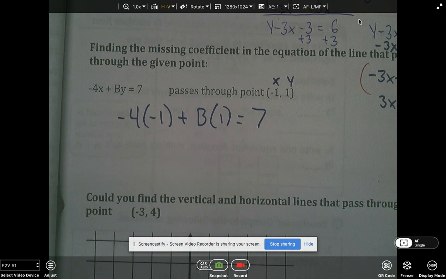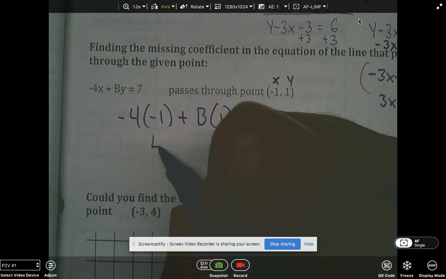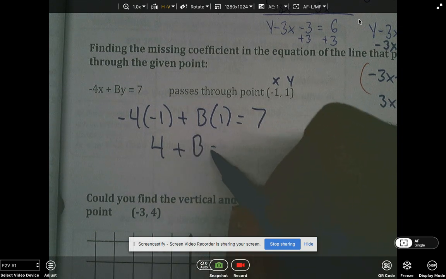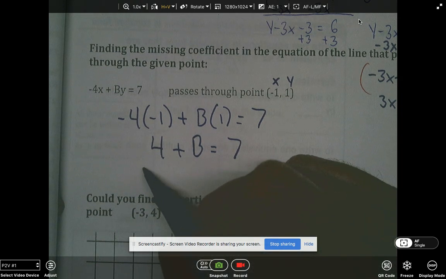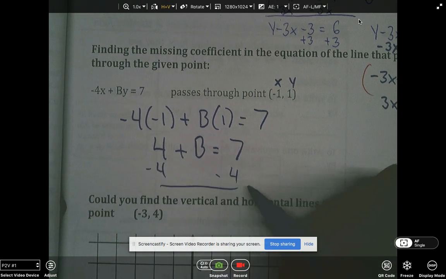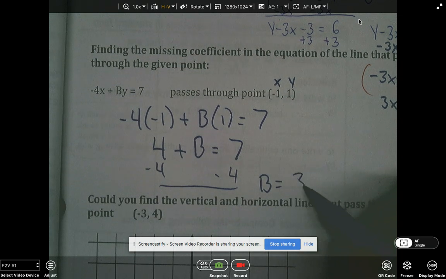Can someone simplify that for me? 4 plus b equals 7. And could someone then tell me what b would equal in this equation? Yeah, you would get b is equal to 3.